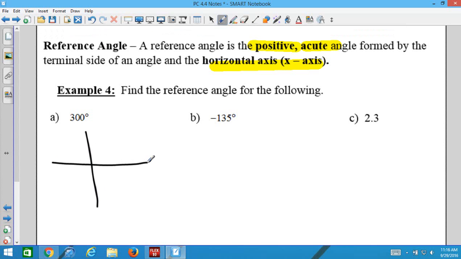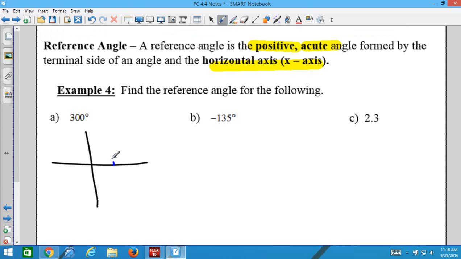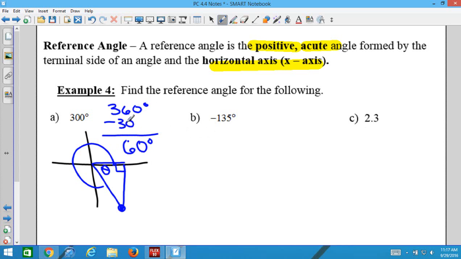So for 300 degrees, we have to find the reference angle. I'm going to first go around to 300 degrees. About there. There's 300 degrees. So the reference angle is 60 degrees. And then we go straight up to the x-axis. My reference angle is located right there. And yeah, that would be 60 degrees. How'd you get that? So in your head, you did 360 minus 300. I'm going over that because they're not always so easy.